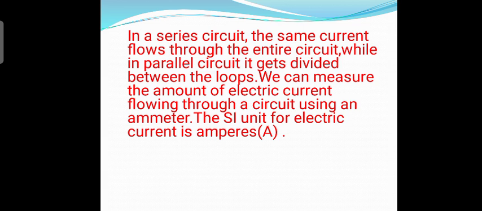In a series circuit, the same current flows through the entire circuit. While in parallel circuit, it gets divided between the two loops. We can measure the amount of electric current flowing through a circuit using an instrument called ammeter. The SI unit for electric current is amperes.